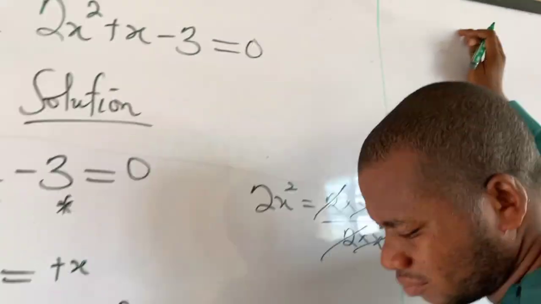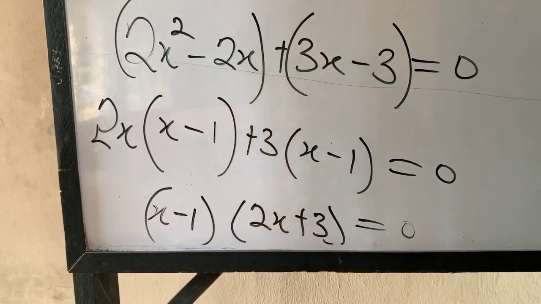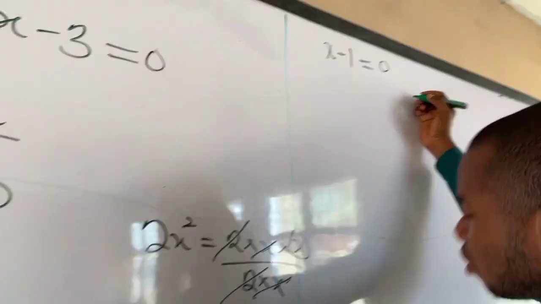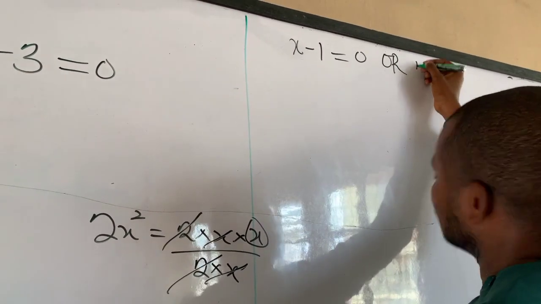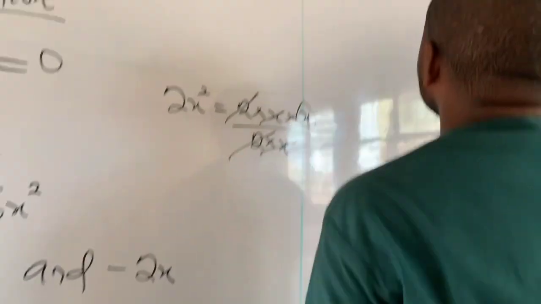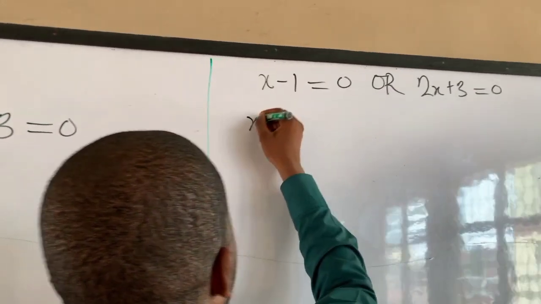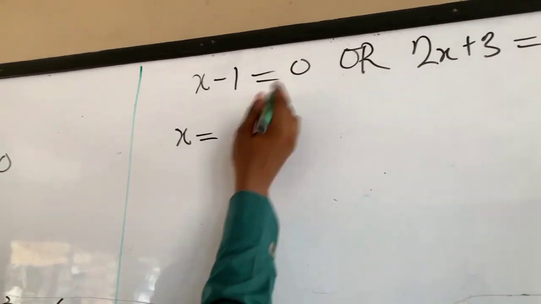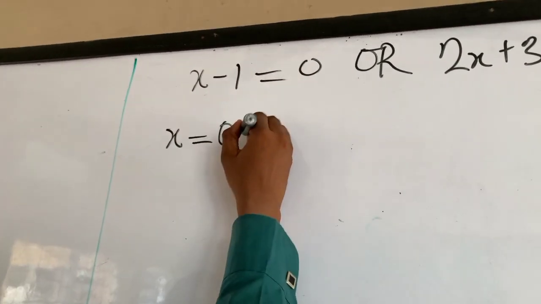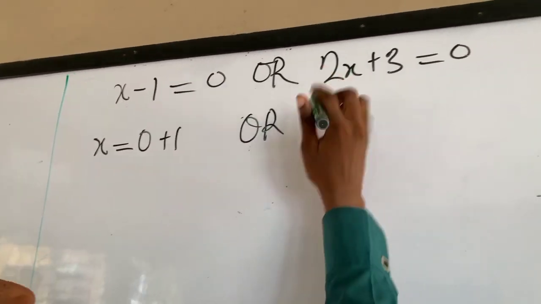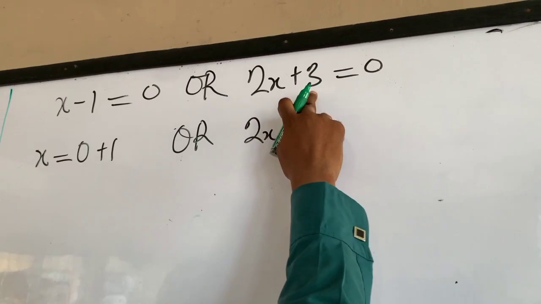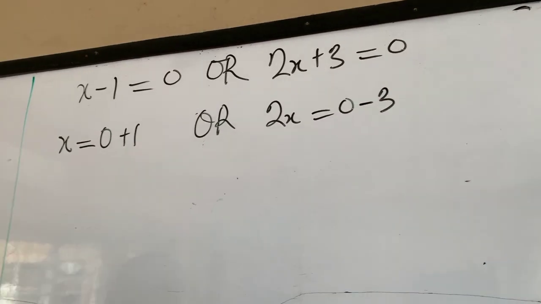For the first one, you have x minus 1 is equals to 0, or the second one, 2x plus 3 is equals to 0. So for here we have x minus 1 is equal to 0, meaning that x is equal to 0. This one crossing over, it is minus here, so crossing over to this side becomes plus 1. Or 2x is equal to 0. This one crossing over, it is positive here, so crossing over becomes negative, minus 3.